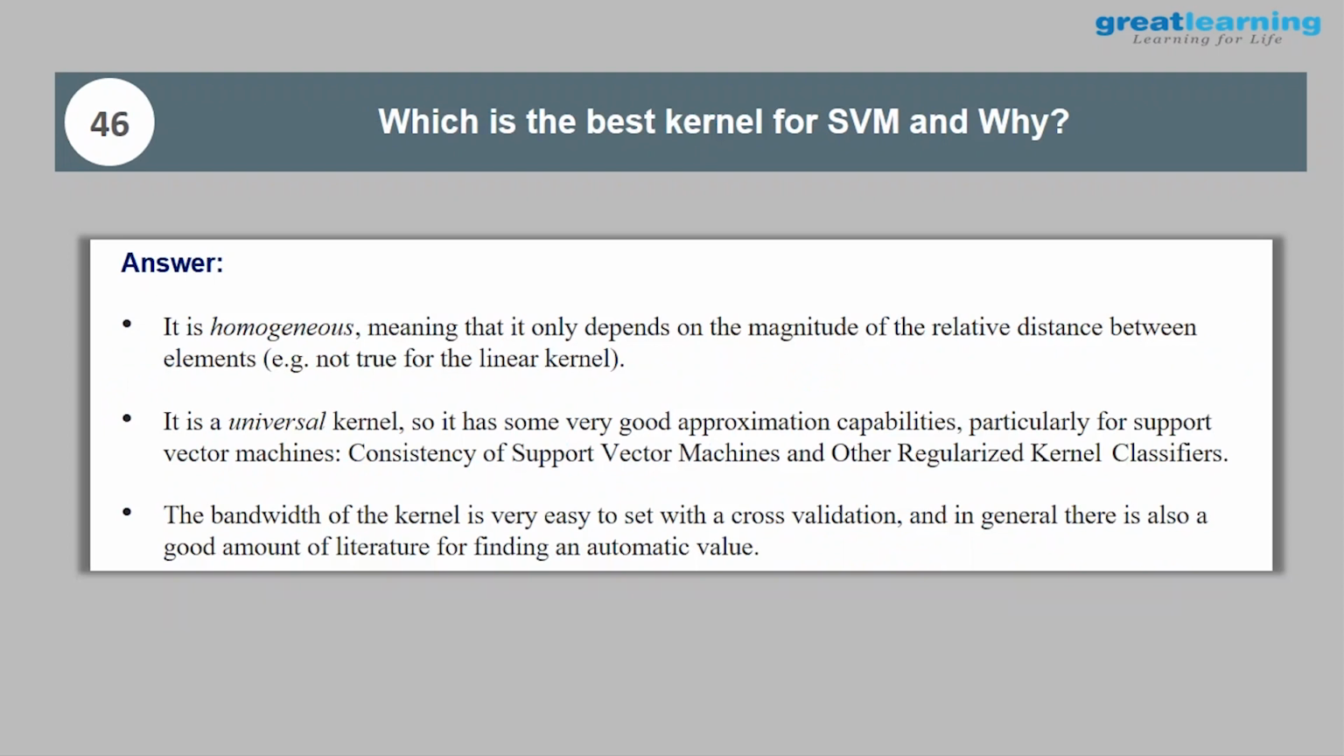Now let's have a look at which is the best kernel for SVM and why. It is homogeneous, meaning that it only depends on the magnitude or relative distance between elements. That's not true for the linear kernel. It is a universal kernel, so it has good approximation capabilities, particularly for support vector machines, consistency of support vector machines and other regularized kernel classifiers. The bandwidth of the kernel is very easy to set with cross validation, and in general there is also a good amount of literature for finding an automatic value.